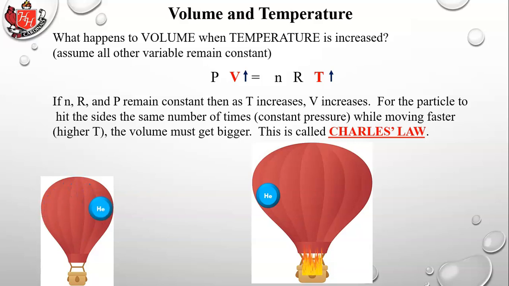So this is the hot air balloon law. For the particle to hit the sides the same number of times, that is constant pressure, while moving faster, that's higher temperature, the volume must get bigger. This is called Charles' law.